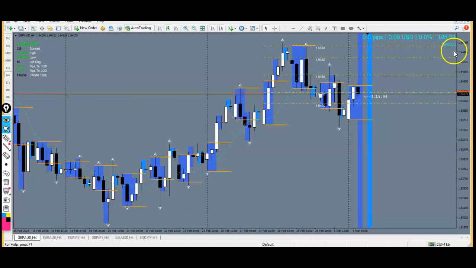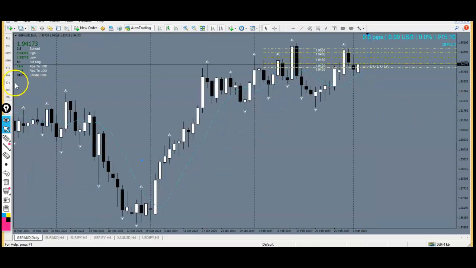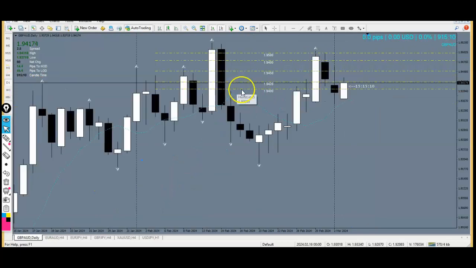So let's look at pound Aussie. Looking at our setup, our last fractal was down here. That implies we're looking for buys. However, let's mark the levels first. We see it's in a downtrend, but let's go to the daily just to give us a better perspective.